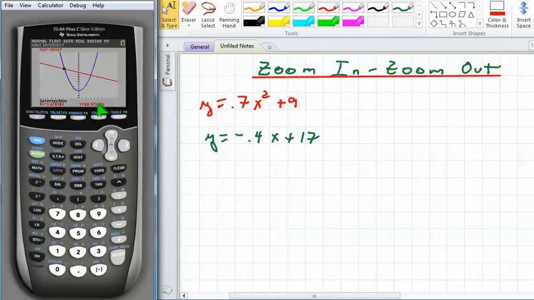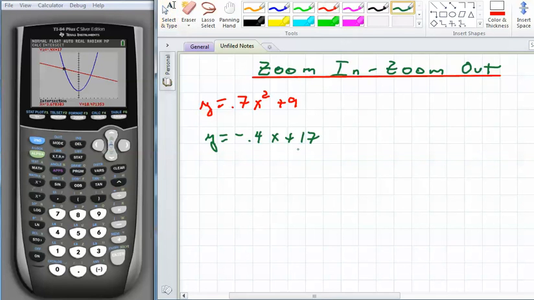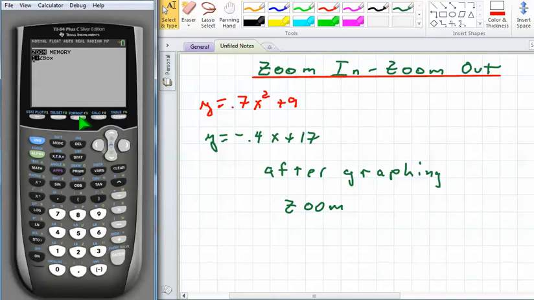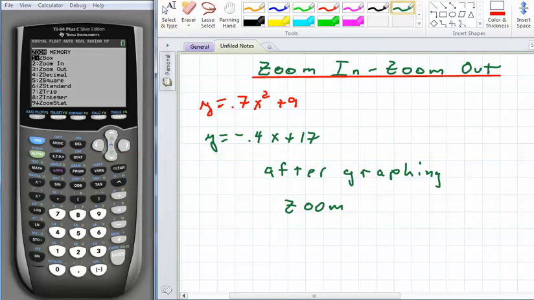All right. So kind of just in a nutshell, after graphing, we hit zoom out, and zoom out, remember, was number 3. Zoom out, which is number 3. All right, and then we hit enter.